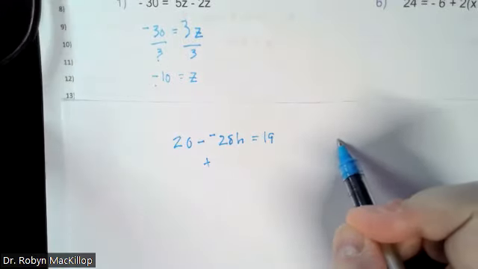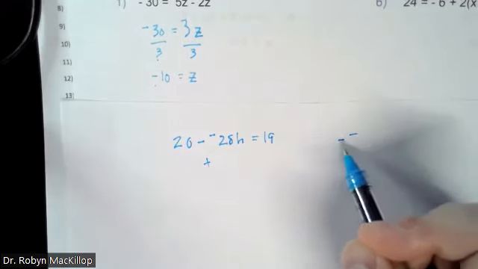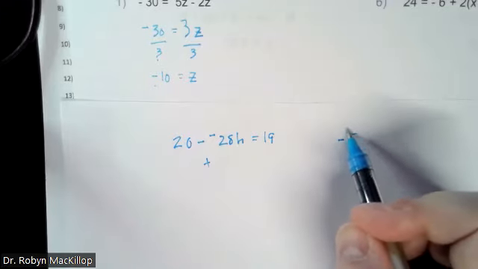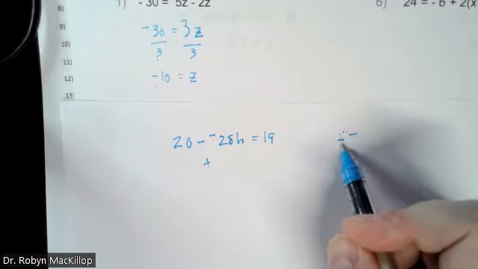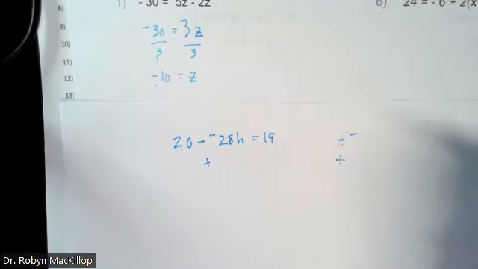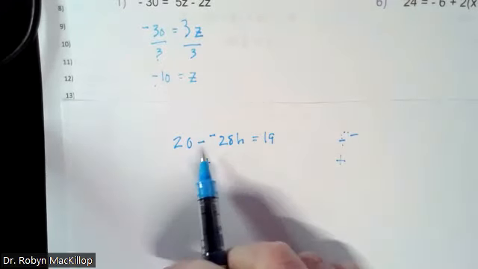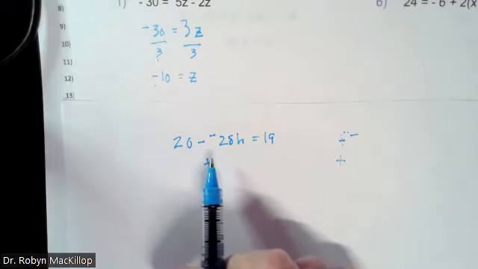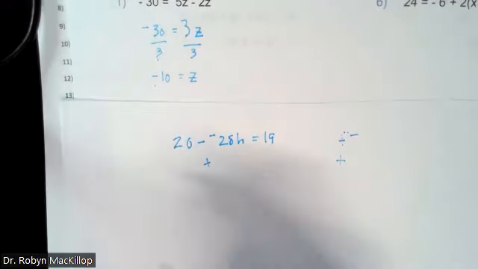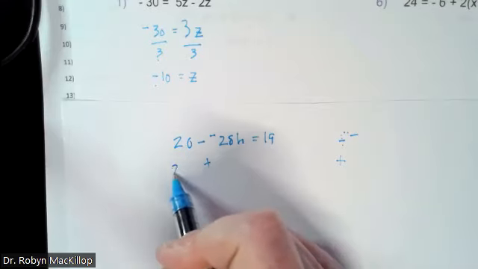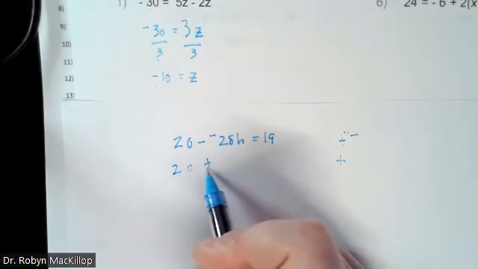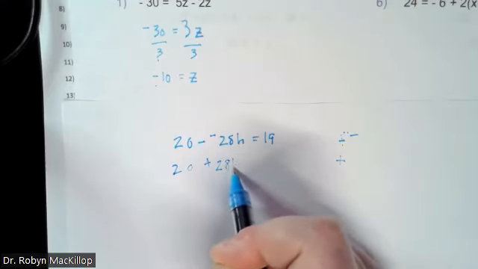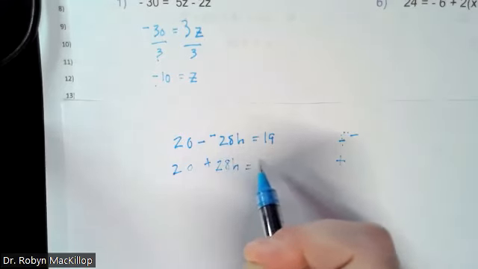So think of it this way, if it helps. You've got 2 negatives. This one's going to come over here and cross this one, and you're going to get a plus sign. So when they're just back to back like this, negative, negative, or minus negative, it's going to turn into a plus sign. So that means we've got 20 plus 28H equals 19.